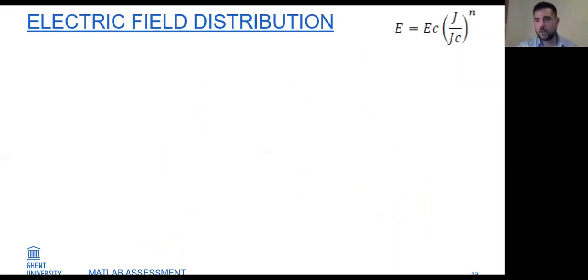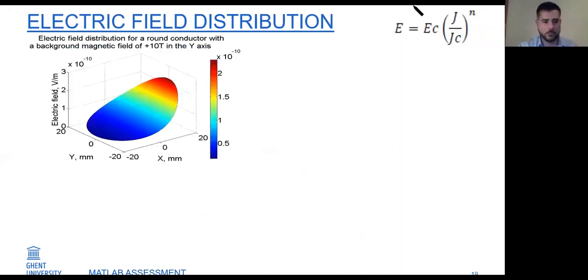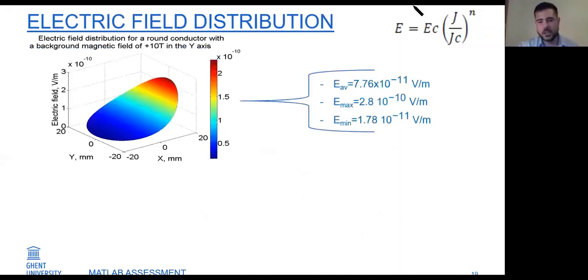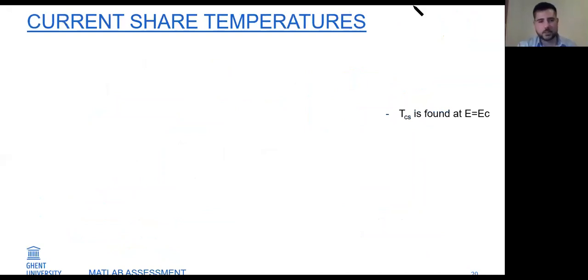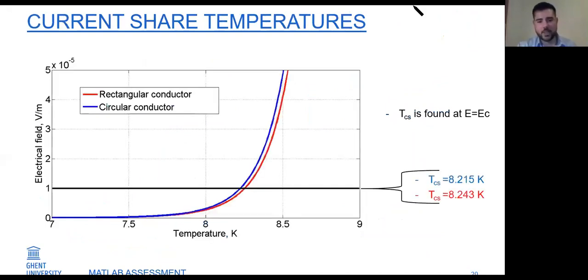Then with this equation, we calculate the electric field depending on the current density and the n factor that we defined previously as 10. Then this is the difference of electric fields. You can see the data. This is also higher in the round one example.